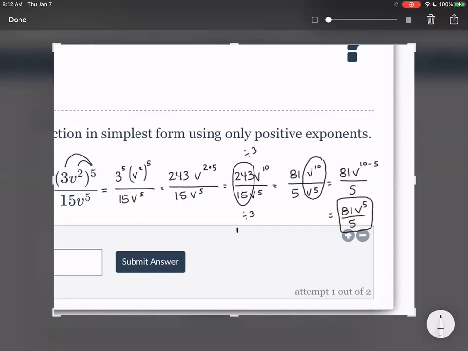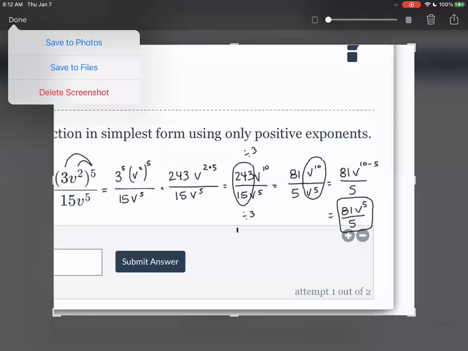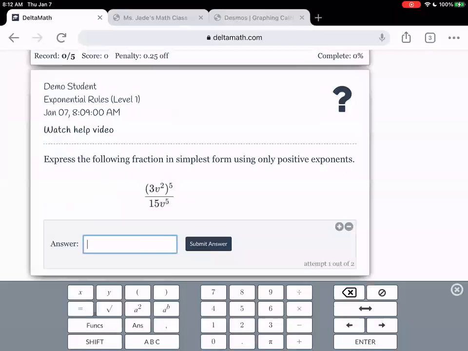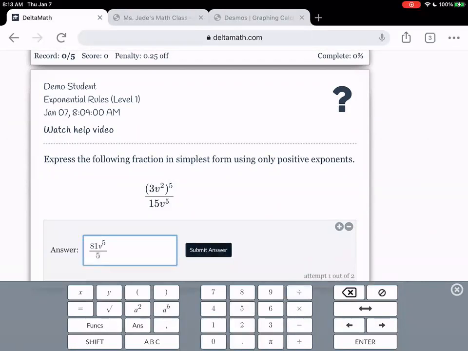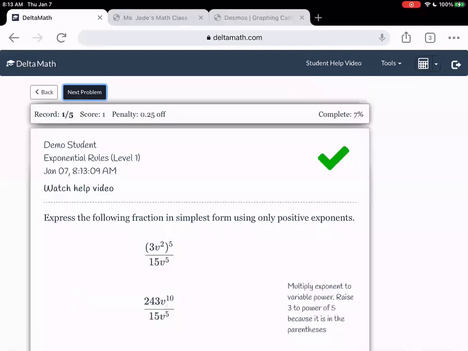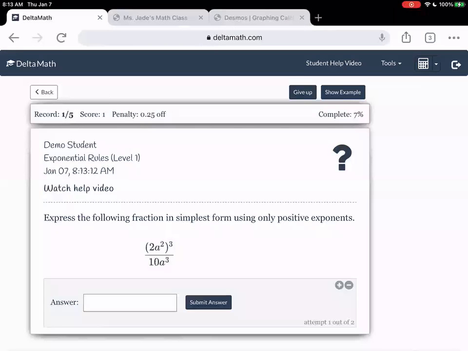Now I'm going to pause again and check to see if you guys have any questions. Okay, sounds like there are no questions, so I'm going to go ahead and enter this in. 81v to the power of 5 over 5. Okay, let's go to the next problem.